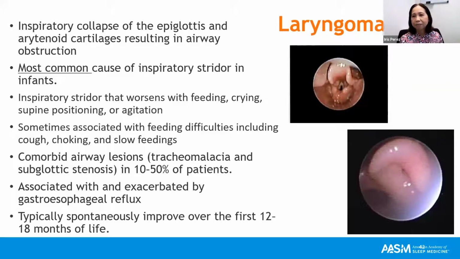Up to 50% of infants with laryngomalacia have comorbid airway lesions like tracheomalacia and subglottic stenosis, and many are associated with and exacerbated by gastroesophageal reflux. And the natural course, though, of laryngomalacia is that it typically spontaneously improves over the first 12 to 18 months of life.